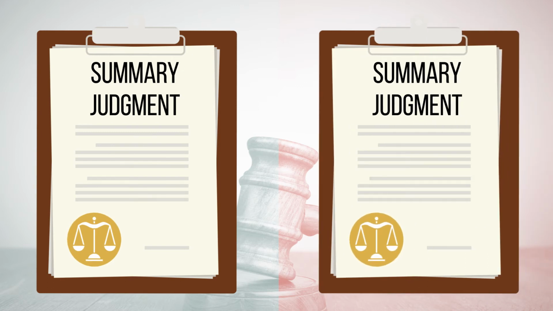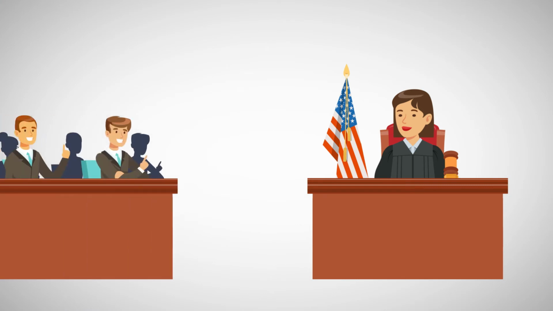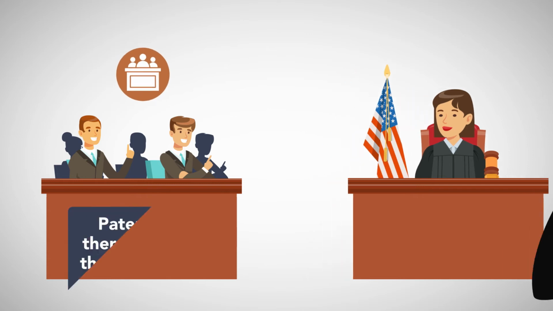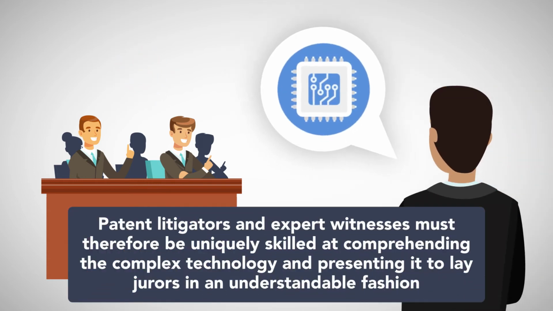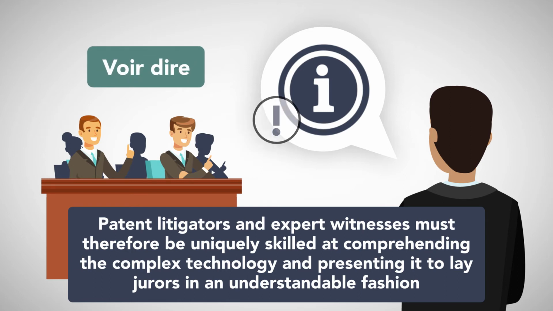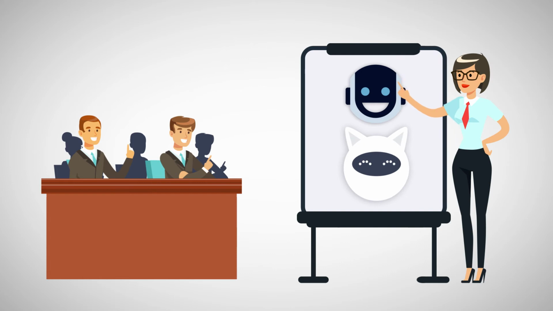Assuming that the dispositive motions do not end the case, patent litigation proceeds to trial, for which there is the same right to trial by jury as in other civil litigation. Patent litigators and expert witnesses must therefore be uniquely skilled at comprehending the complex technology and presenting it to lay jurors in an understandable fashion. This process starts as early as voir dire, and the opening statements are vital. Graphics and other demonstratives will also play key roles.